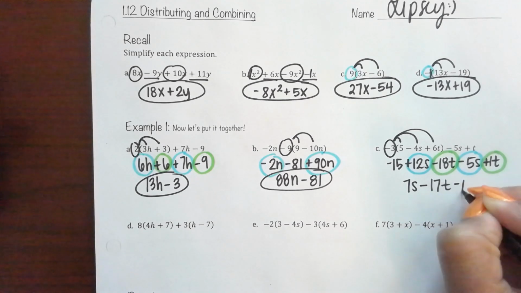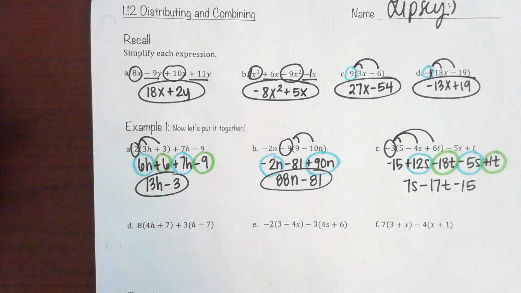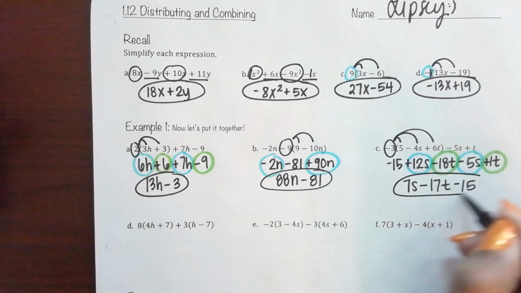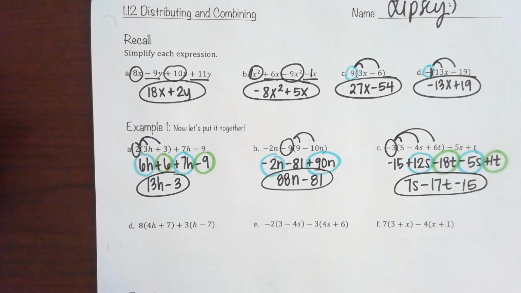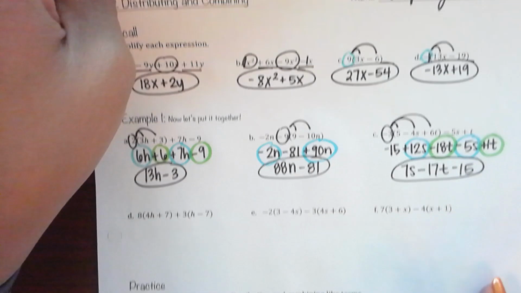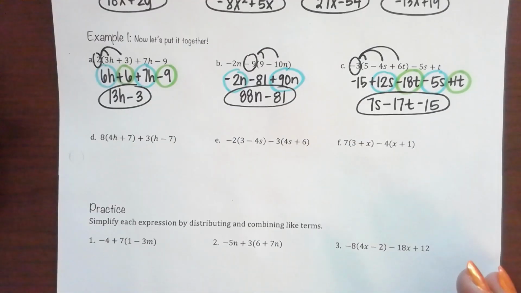Minus 15. Because can that 15 be combined with anything else? This is in standard form because it's in alphabetical order, constant last. Does that make sense? Yes. Any questions there? Looking at D.